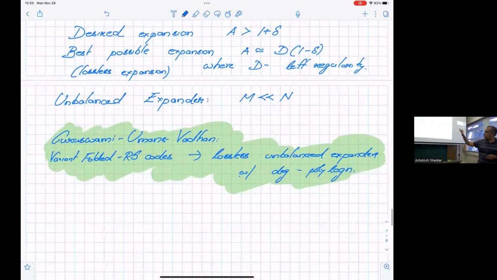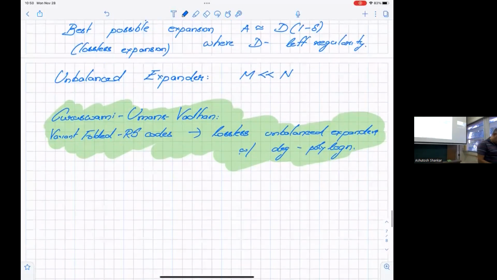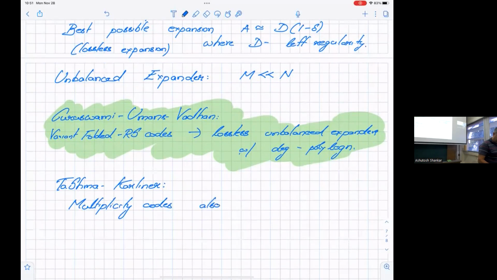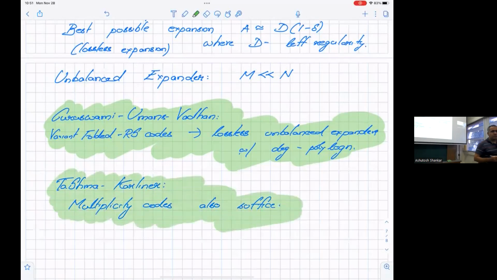So what we will do today is not take this as a starting object. There was a recent paper just earlier this year, in August this year, by Tashma and Karliner, who showed that multiplicity codes, not a variant, just the standard univariate multiplicity codes, also suffice. And that's what we will see. We will just relook at our construction and show why the multiplicity codes that we constructed have this feature.